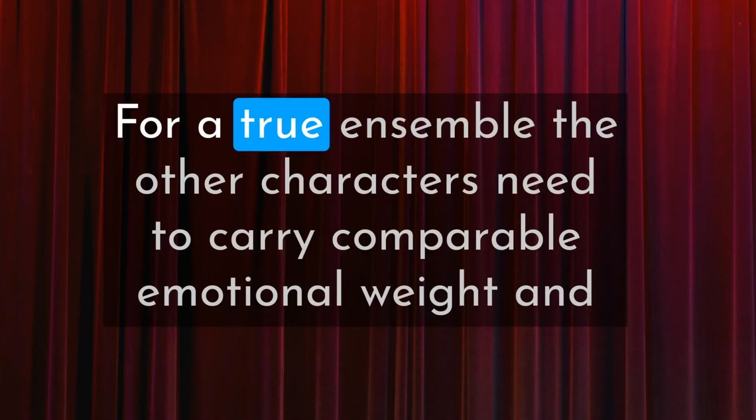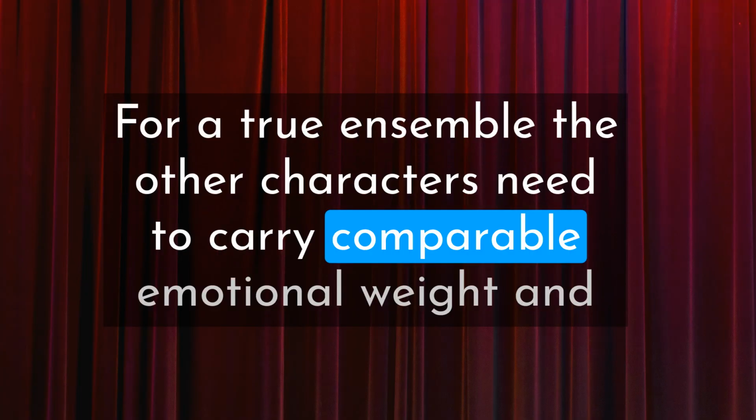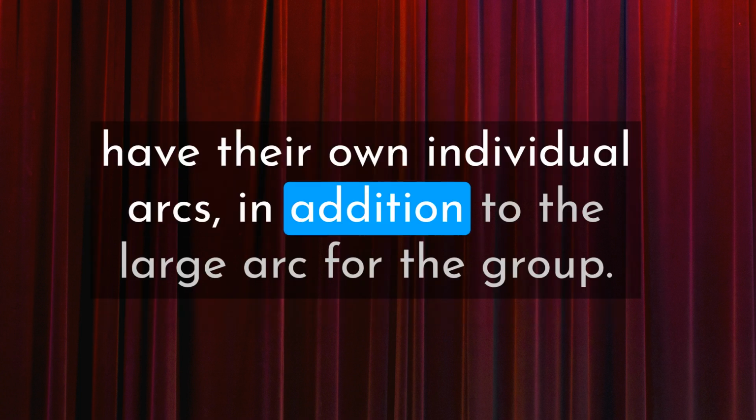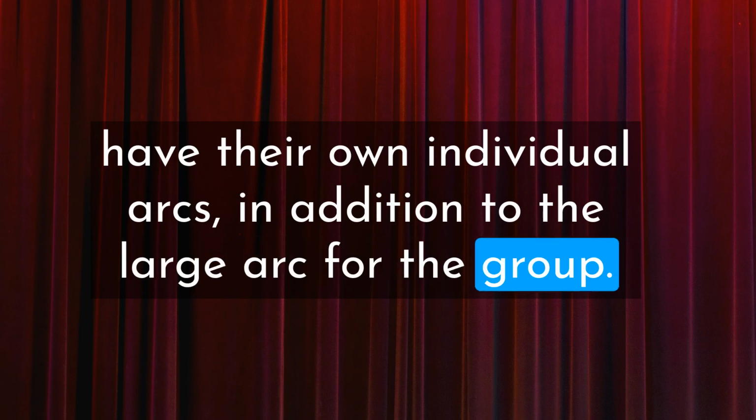There is usually a main character. This is usually the person who had the idea for the heist, the planner. This is usually the person that the audience connects with and is our viewpoint character for understanding and rooting for the characters. In many ways, you're treating them just the way you would treat any other character, any other protagonist. The difference is that they are sharing the protagging with the other characters. For a true ensemble, the other characters need to carry comparable emotional weight and have their own individual arcs, in addition to the large arc for the group.